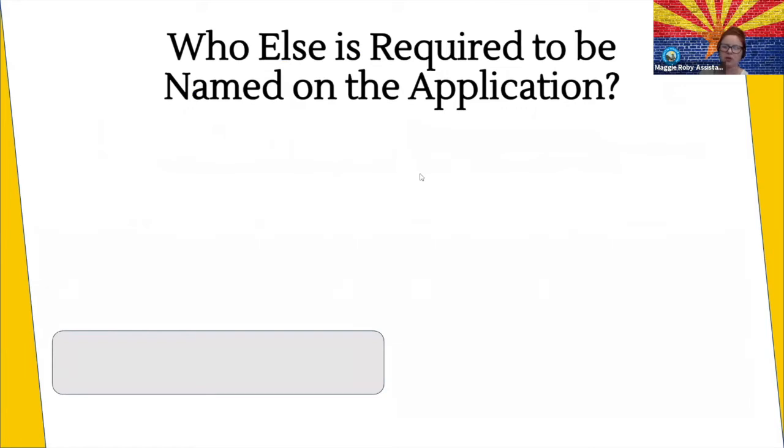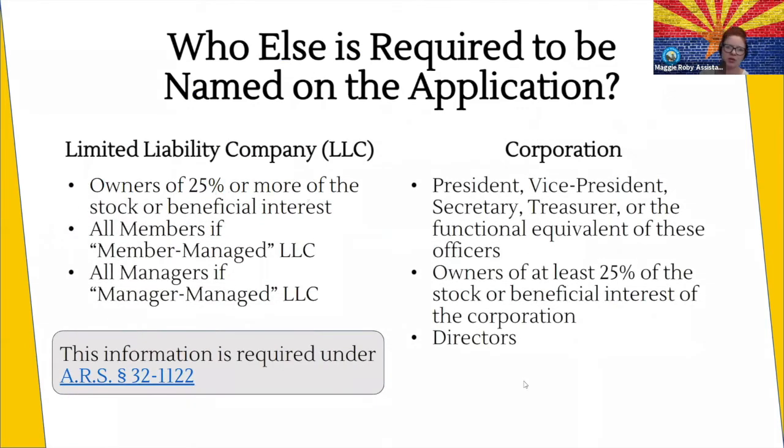All right, so other than your qualifying party, who else is going to be required to be named on the application? Overall, we require that anybody who holds 25% or more be listed on the application. Specifically for LLCs, we're looking for all members if it is a member-managed LLC, all managers if it is a manager-managed LLC, and again, any owner of 25% or more. For a corporation, we would need any presidents, vice presidents, any officers to be listed, as well as any directors. And again, anybody who is an owner of at least 25% or more.